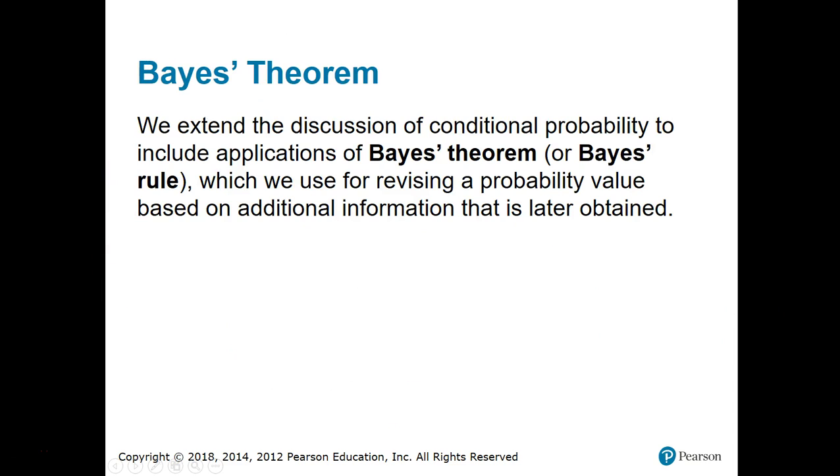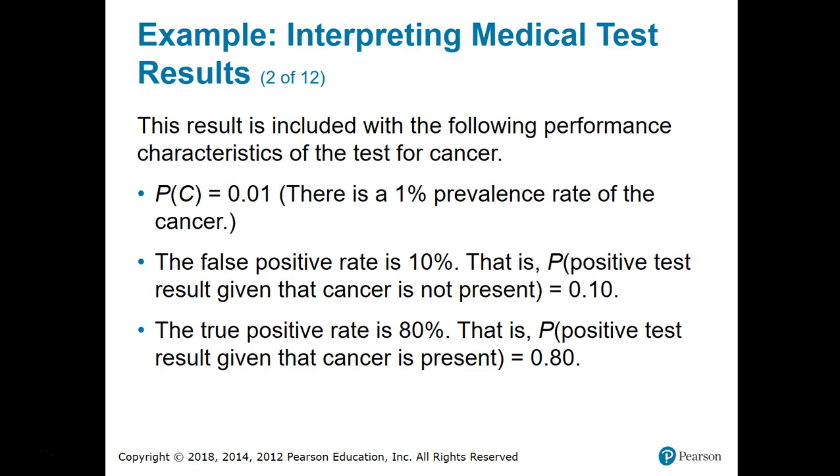All right, Bayes' theorem. What does Bayes have to say? Do we trust him? I think we do, because he has a theorem. You can't lie if you have a theorem. We extended the discussion of conditional probabilities to include applications of Bayes' theorem, which we use for revising a probability value based on additional information that is later obtained. So you have an idea of a probability, but as you get more and more information, you can update that probability, and you should update that probability. What are your chances now? How are things going now?